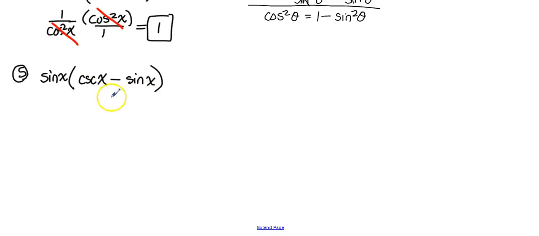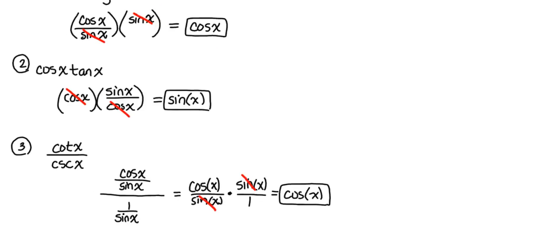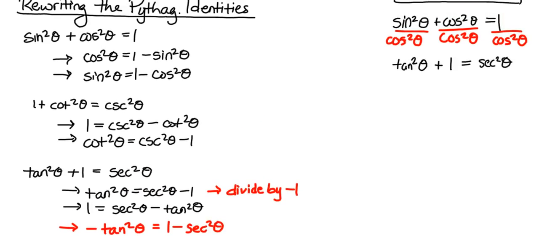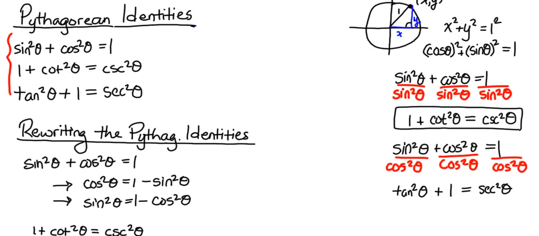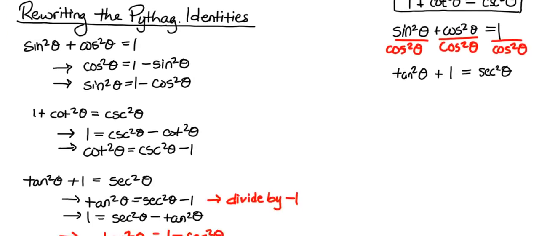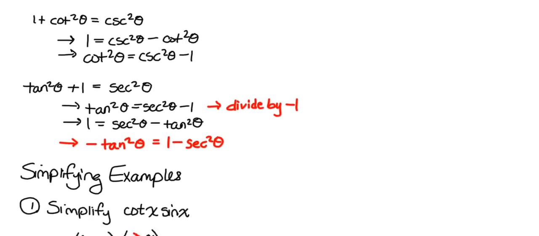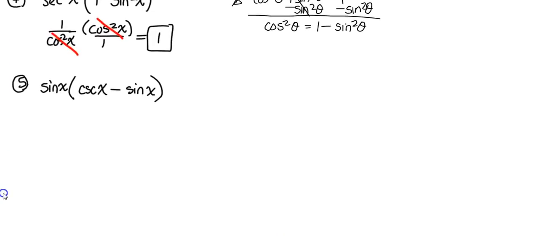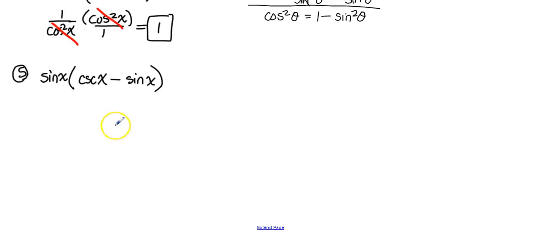Now, as nice as it would be to come up here and start looking at some of our Pythagorean properties, notice these are all squared trig functions. Squared, squared, squared, squares everywhere. Nothing squared here in number 5. So I can't use any of my Pythagorean identities, but I can use my reciprocal identities.